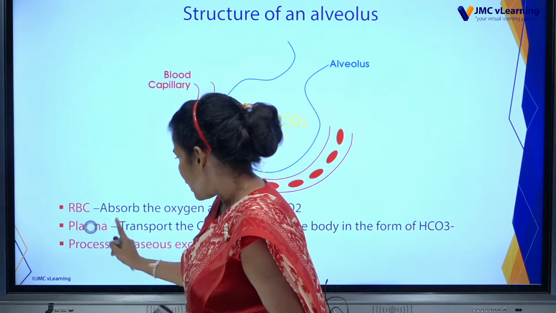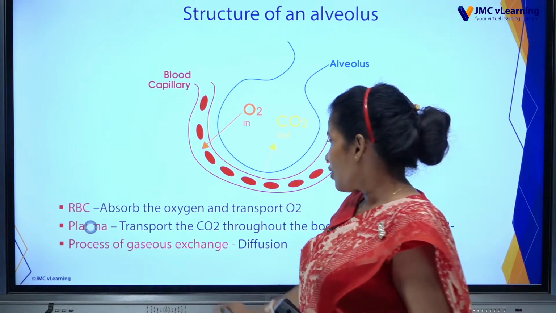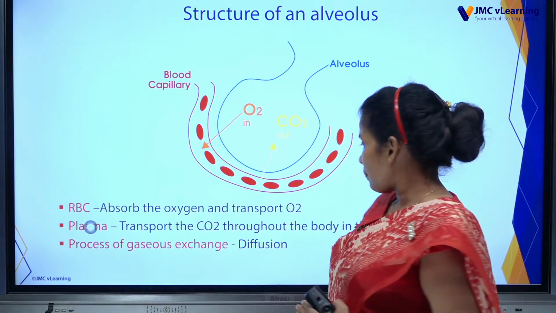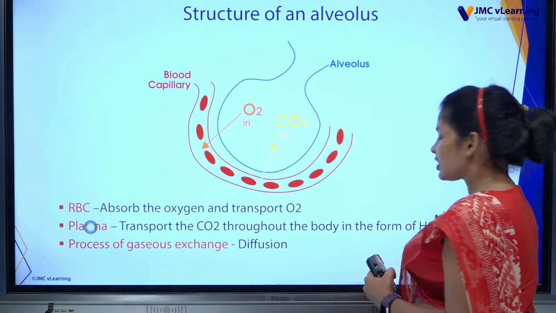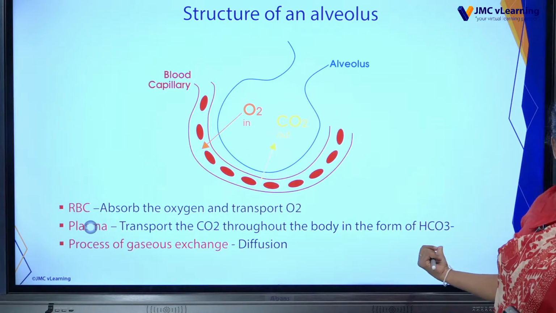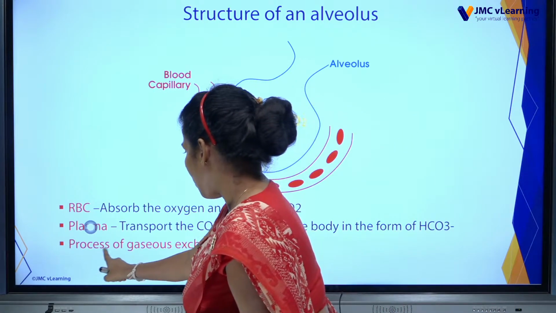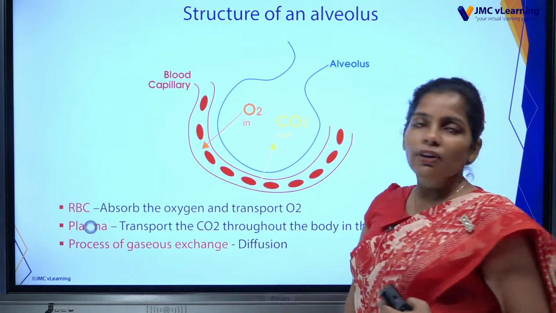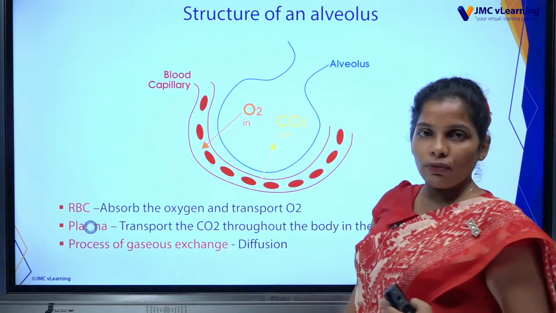And here plasma. What is the function of plasma? Transport the carbon dioxide throughout the body in the form of bicarbonate. This is the chemical formula of bicarbonate. And the last one is the process of gas exchange, by using which one? Diffusion. So those are the main facts of the alveolus.